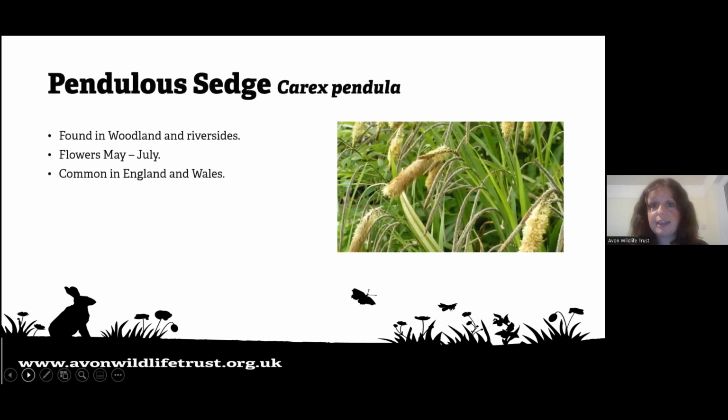Pendulous sedge, Carex pendula. This is found in woodland and riversides, flowers May to July, common in England and Wales. And here, this big fluffy bit is the male part of the plant, and these thin pieces here, that's the female part of the plant.